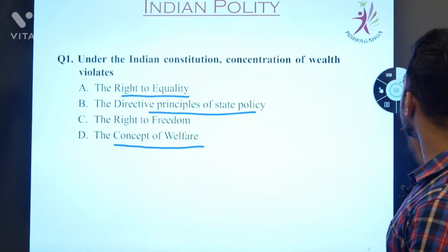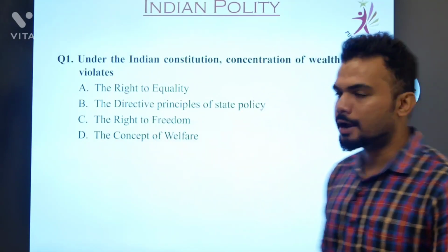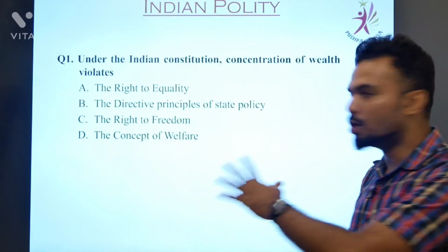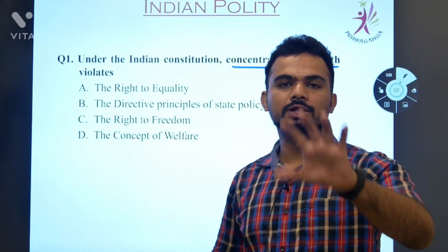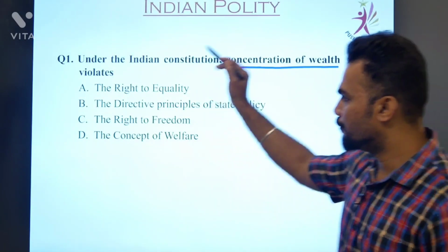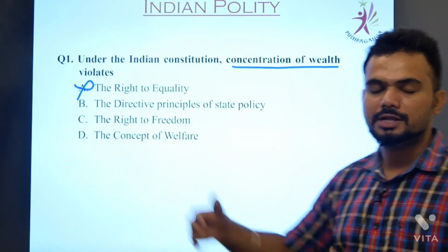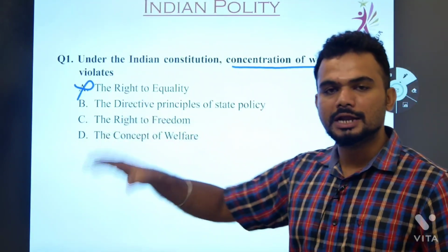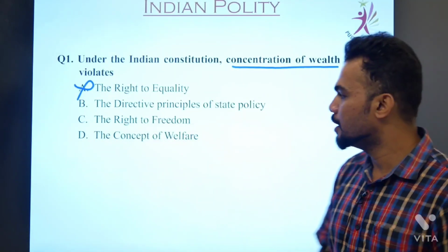Here we come across four important options. The first and foremost thing is that even though we don't know exactly what the answer is, we can go with the elimination of the options. Here the question focuses on concentration of wealth. First, right to equality cannot be the answer, because concentration of wealth does not deal with equality; we cannot distribute wealth to each and everyone. Right to equality, Article 14, speaks about the principle of equality before law and everything about that. So this can't be the answer.